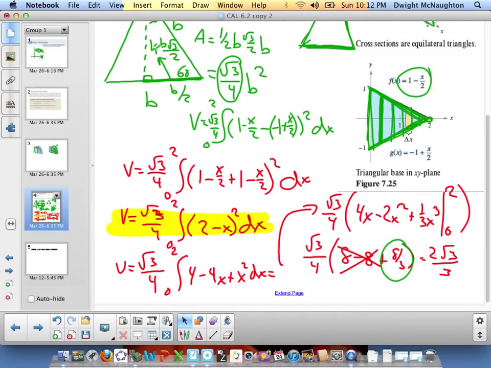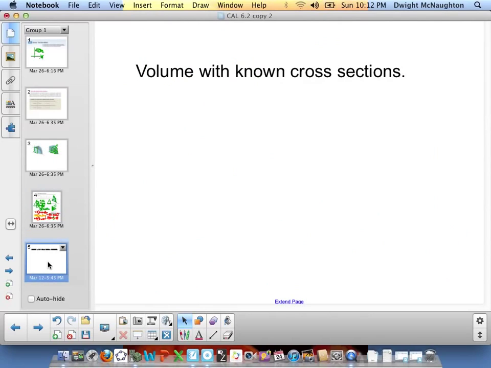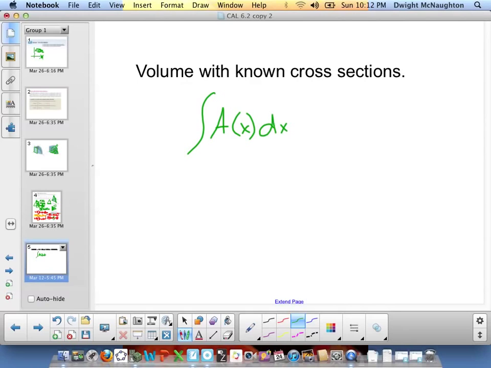Okay? So, in review, when you're doing volume with known cross sections, you need to know your area, whatever your cross sections are, and take your area times your width, which being infinitesimally small, you're going to go dx. You'll integrate it from the lower limit to the upper limit. And that is your volume with known cross sections.